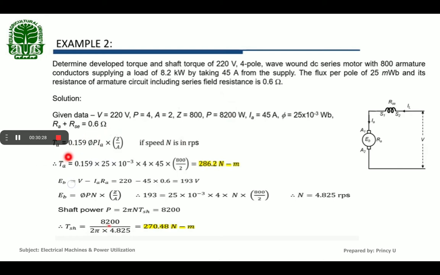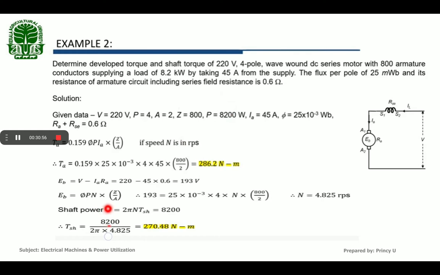Now we know the armature torque equation: T_a = 0.159 P φ Ia Z by A, if N is in RPS. We know all the values in it: flux is given, number of poles, armature current is given, Z is known, A is known. So you can find it from this equation. And to get T_sh, you should know 2 pi N T_sh equals shaft power, right?